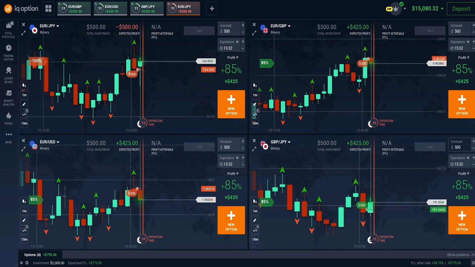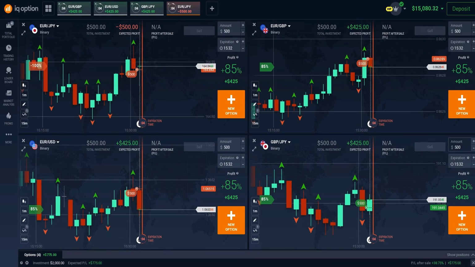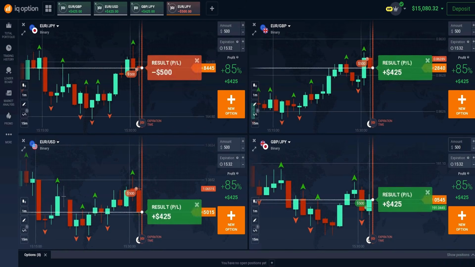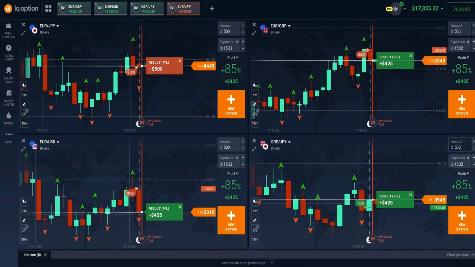Live trading is always the best way to learn. It shows how a strategy works in real time and builds your confidence. Let's see what happens next. The trade results are coming up, and here are the trade results. Out of the 4 trades we placed, we won 3 and lost just 1, which is a really solid outcome.